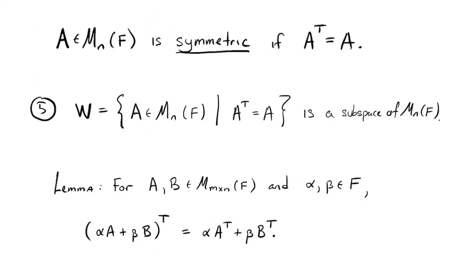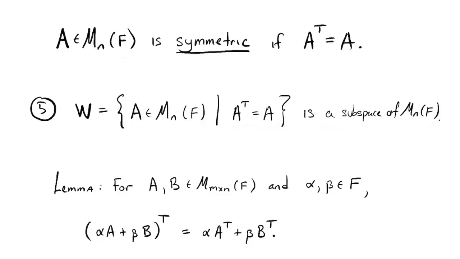We're going to call a matrix symmetric if it's its own transpose, right? So such a matrix would necessarily have to be square. If you transpose a matrix, the number of rows and columns interchange. So if you're going to get that matrix back, the number of rows and columns would have to be equal. So this notion of symmetric matrices only makes sense for square matrices. And the claim is that the set of square matrices that are symmetric is a subspace of the set of all square matrices.